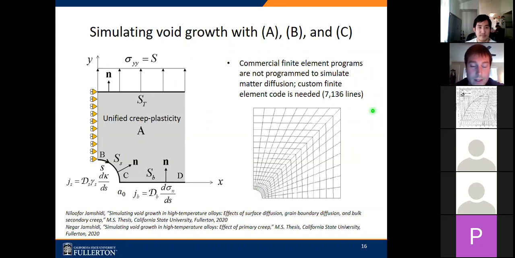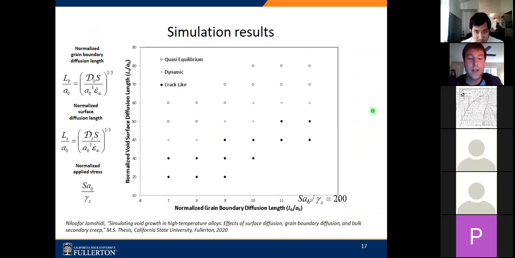All right, so let me show you some results. My students did it for actually two different models. We are considering the chrome moly steel, although we've non-dimensionalized our results so that they apply to any material. Nilufar considered just secondary creep. The other student, Negar, included primary and secondary creep. Okay, so let me show you Nilufar's results first.